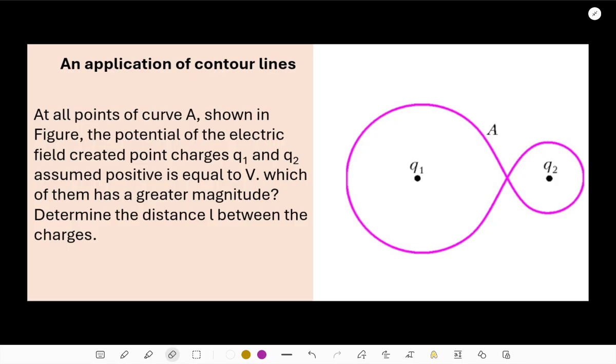Which of them has a greater magnitude out of Q1 and Q2? Well, Q1 is greater than Q2. Both are positive, yes. Determine the distance L between the charges. This is the main problem. And you can see that the electric field in the case under consideration is symmetrical about the axis passing through the charges Q1 and Q2.